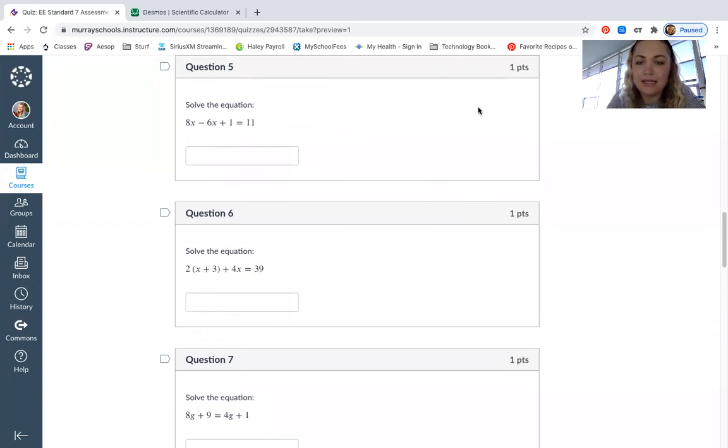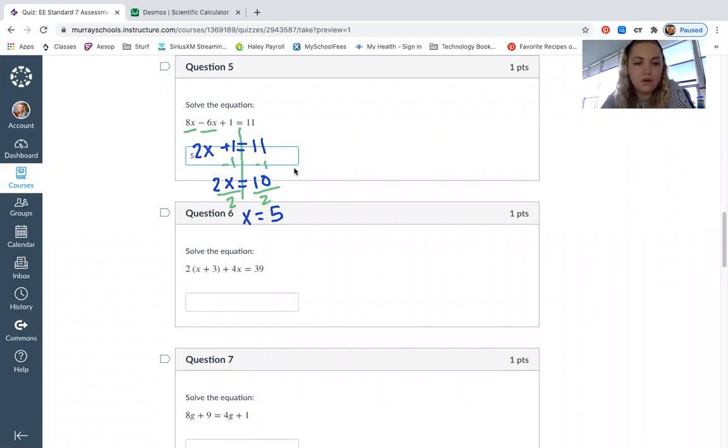All right, let's start by, we'll separate the two sides here. I've got 8 x's, take away 6 x's. 8x minus 6x is 2x. So I would have 2x plus 1 equals 11. Next thing I'm going to do is subtract 1 from both sides, and I get 2x equals 10. Last thing, divide by 2, and I get x equals 5. So I can write in for my final answer, 5. All right, let's look at the next one.